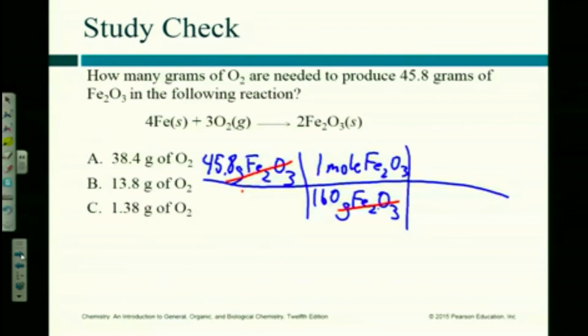Okay? This is on top. Moles of Fe2O3 has to go on bottom because it was on top. Well, how many moles of it? 2. And where does the 2 come from? The coefficient of the balanced equation. What do I want to change Fe2O3 into? I want to change it into oxygen, don't I? Well, how many moles of oxygen is there? 3.